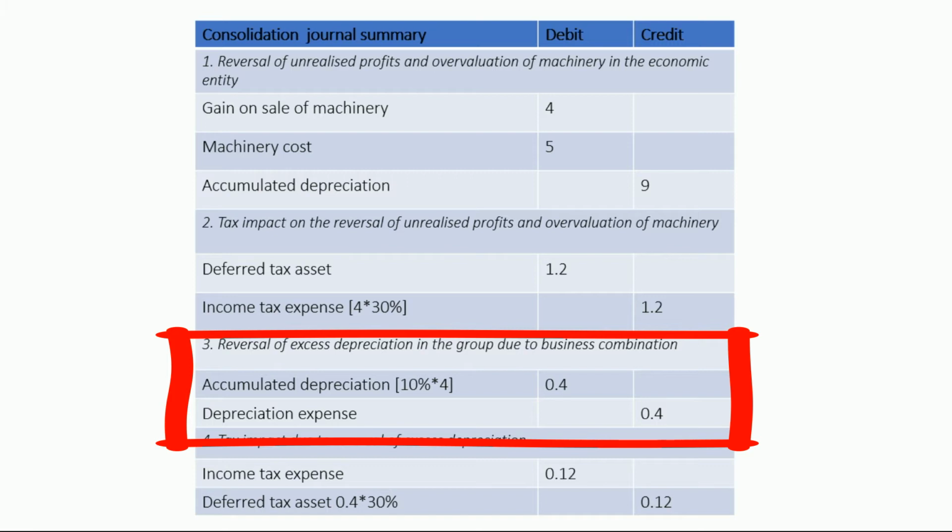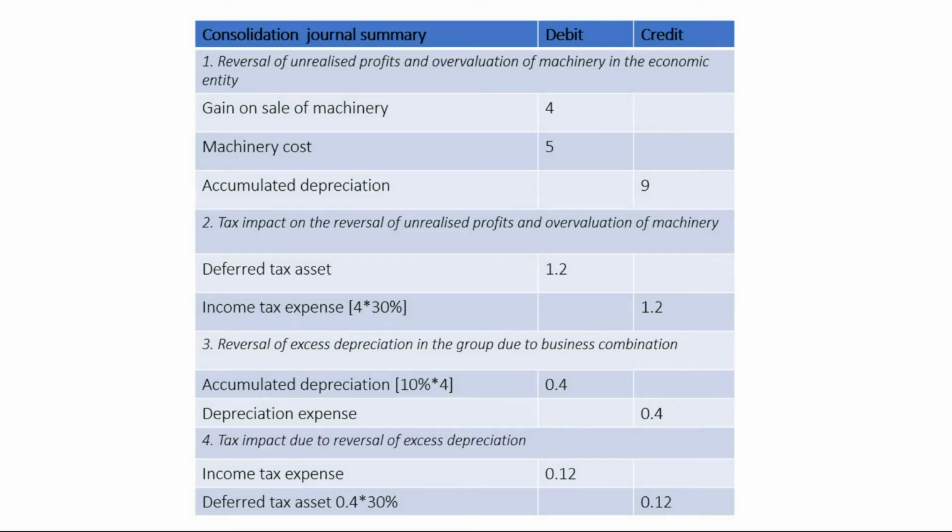To decrease depreciation expense, the depreciation rate is 10% and 4 million is the overvaluation. 4 million into 10% is 0.4, and we credit depreciation expense of 0.4 and debit accumulated depreciation of 0.4. The reversal of excess depreciation in the group due to business combination will give rise to a taxation.